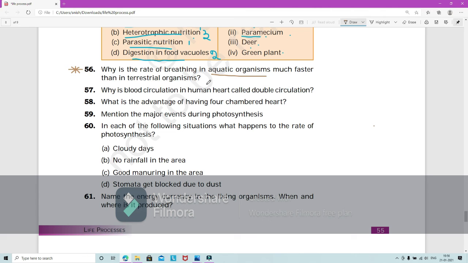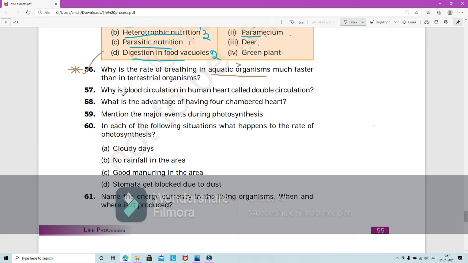It is faster because aquatic organisms have to breathe in dissolved oxygen. The oxygen that they breathe is dissolved in water. But in the case of terrestrial organisms, they breathe the oxygen present in air. But what is the difficulty in this? The quantity of dissolved oxygen is much lower than that present in the air. So the rate of breathing is much faster so that they can fulfill their energy requirements as soon as possible. So the rate of breathing in aquatic organisms is much faster than in terrestrial organisms. Okay, so 56 is done.